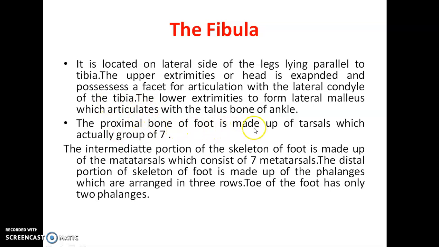The proximal portion of the foot is made up of the tarsus, actually a group of 7 bones. The intermediate portion of the skeleton of the foot is made up of the metatarsus, which consists of 5 metatarsals. The distal portion of the skeleton of the foot is made up of phalanges that are arranged in 3 rows. The big toe has only 2 phalanges.